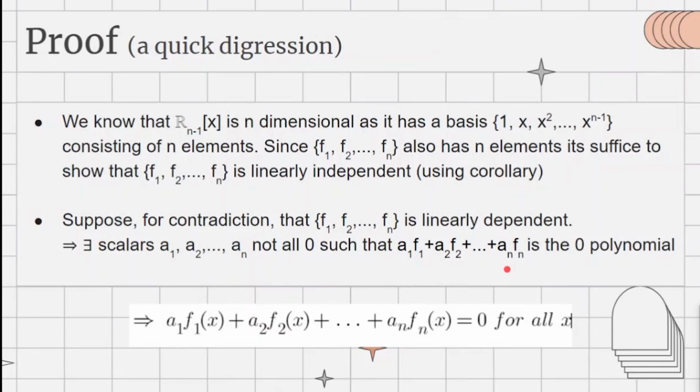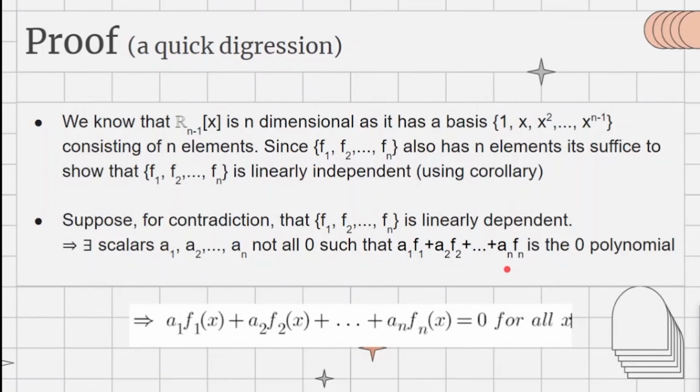So to find another basis, it should satisfy two major conditions. It should have n elements, which we already know it has, that is, f1, f2 till fn has n elements. And we should show that the set f1, f2 till fn is linearly independent. Since we already know it has n elements, we just need to show that it is linearly independent.